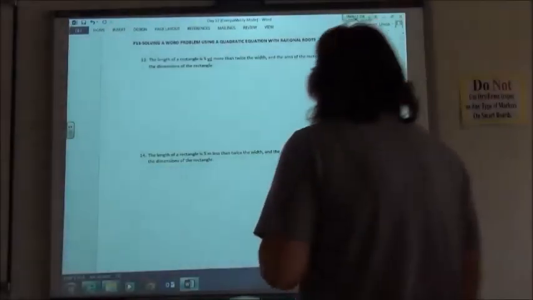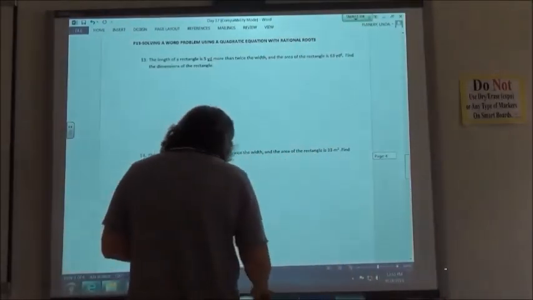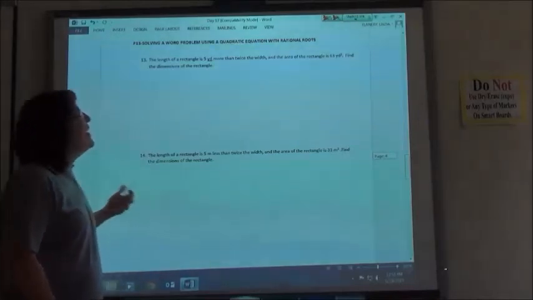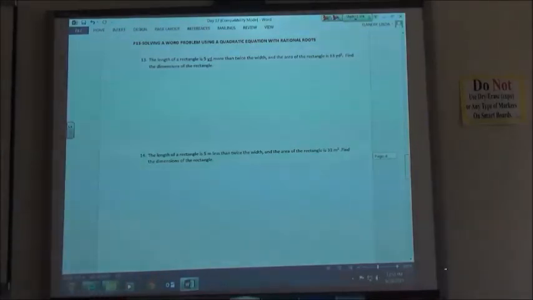The next one, solving a word problem using a quadratic equation with rational roots. Since it has rational roots, it tells me I really don't have to use the quadratic formula. If it had complex roots or some other weird thing like that, I would have to use the quadratic formula. But these ones we should be able to set up and solve by factoring.